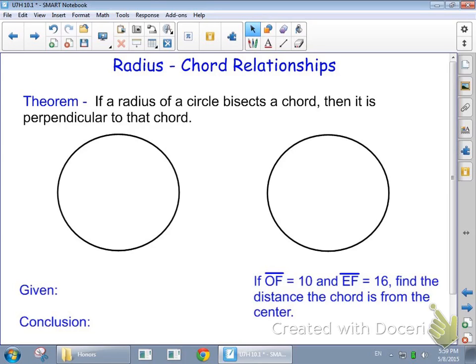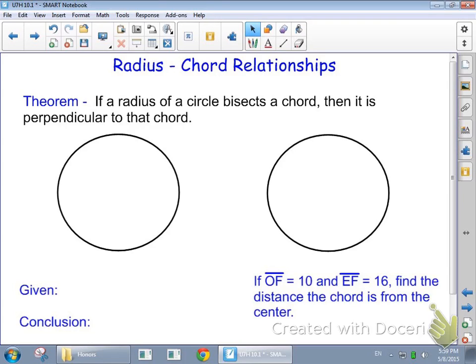Our next theorem states that if a radius of a circle bisects the chord, then it is perpendicular to that chord. Does this look familiar? Well, this is actually the converse of the previous theorem.